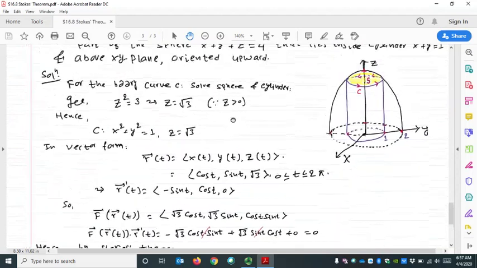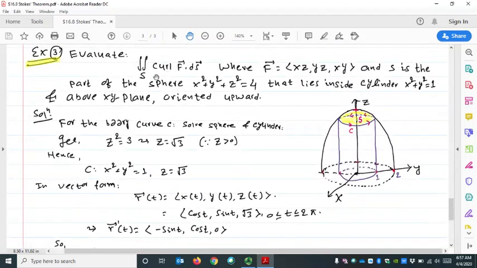So now here, we need to compute the surface integral, but we are using Stokes theorem and computing the line integral. To compute the line integral, I need to parameterize the curve. So let's first find out what our curve is. Let me start the solution. For the boundary curve, solve the sphere and the cylinder. That's the cross section there, right?